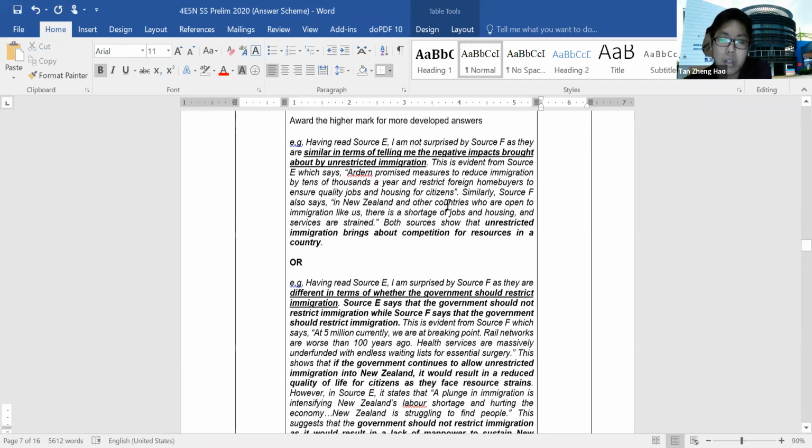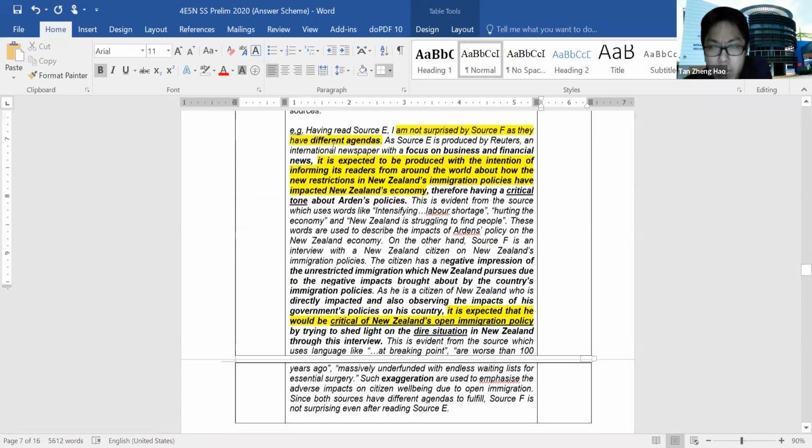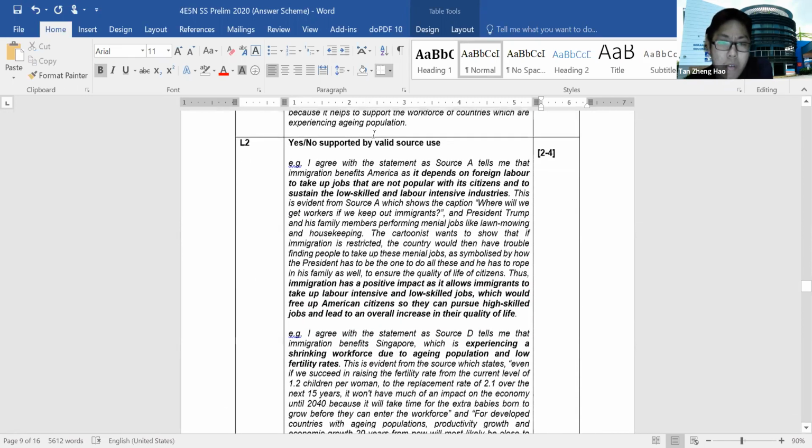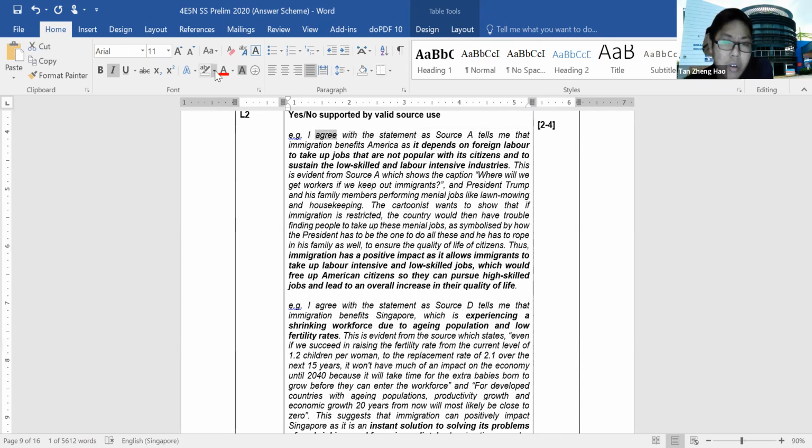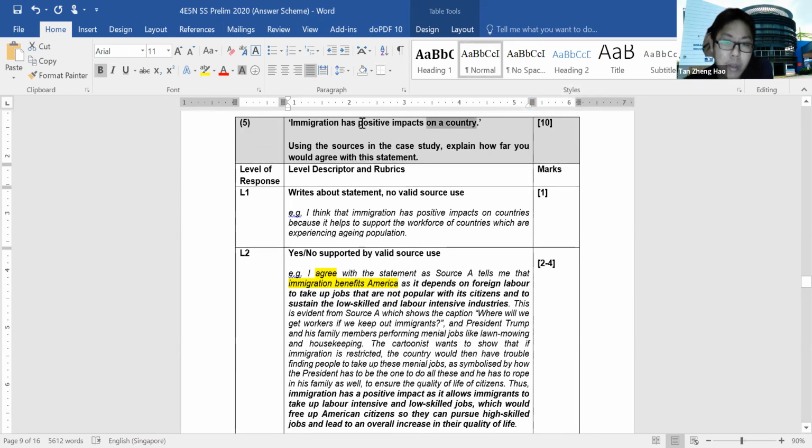Okay, so I'm going to very quickly show you what a sample paragraph looks like. So, I agree with the statement. Very clearly state whether you agree or you disagree. And source A tells me immigration benefits America, and immigration benefits the country. So this is like the topic statement, right? Does it impact the country? Positive impact on the country. So inference: immigration benefits America. And usually for my inference, I don't want to stop there. I want to give the reason also: because they take up jobs that are not popular. This part is my inference.